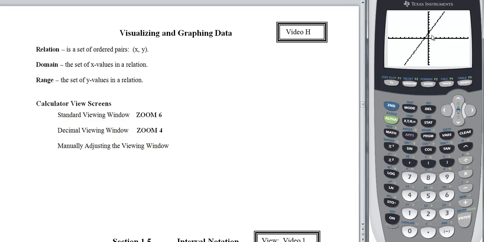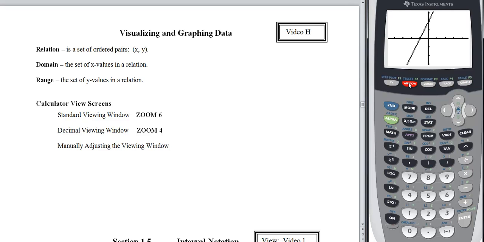Now the decimal viewing window, if you do zoom 4, notice zoom decimal, we get a little bit closer, and the window here, if you'll notice, is a little bit smaller. So if I go back to my graph, notice it starts at negative 4.7. So this is negative 4.7 to 4.7, and the scale is 1. This is negative 3.1 to 3.1, and the scale is 1. So I use zoom 6 mostly. Every once in a while I do use zoom 4.